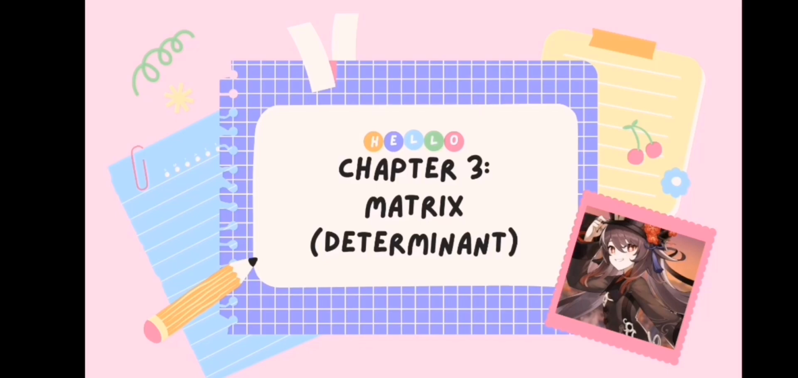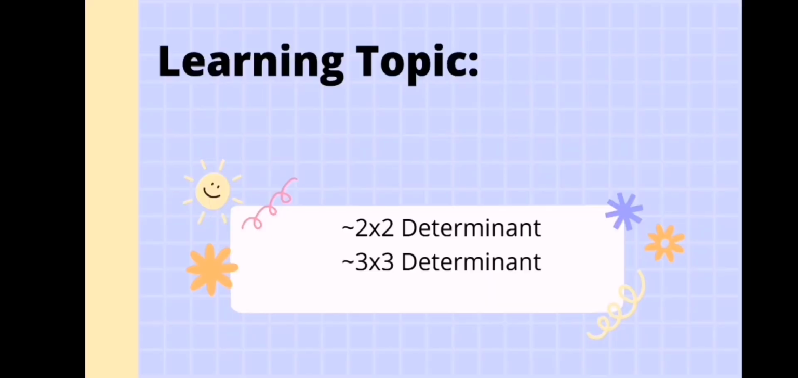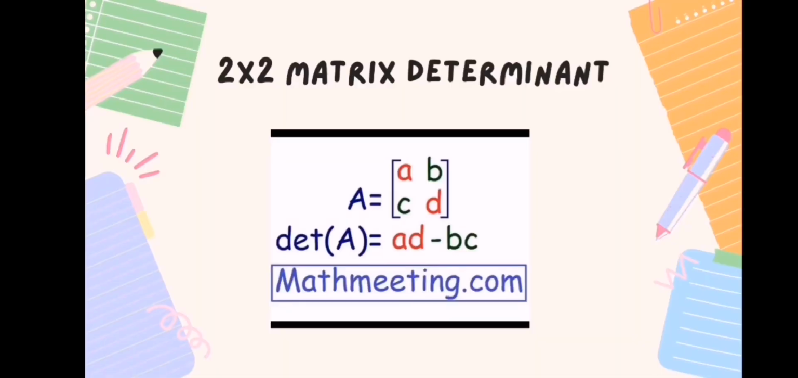Hello there. In this video we are going to take a look at the matrix determinant. In this subtopic we're going to learn the 2 by 2 determinant and the 3 by 3 determinant. This is the formula for the 2 by 2 determinant, which is almost the same as the inverse matrix, but not that complex. It's a little bit simple. A is going to be multiplied by D, and then you subtract B times C. That's all for the formula for the 2 by 2 determinant.